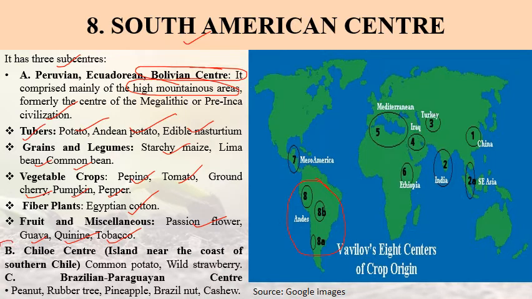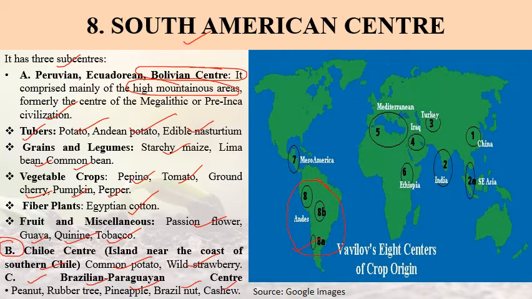Next is this second subcenter of this South American center, that is Chiloé center, that is island near the coast of southern Chile. यहाँ पे जो plants originate हुए, that is common potato, wild strawberry. Then the third subcenter of this South American center of origin is Brazilian Paraguayan center. यहाँ पे जो plants originate हुए हैं, which include peanut, rubber tree, pineapple, Brazil nut, cashew nut. So ये जो plants हैं ये यहाँ पे originate हुए हैं इस third subcenter में, that is Brazilian Paraguayan center.